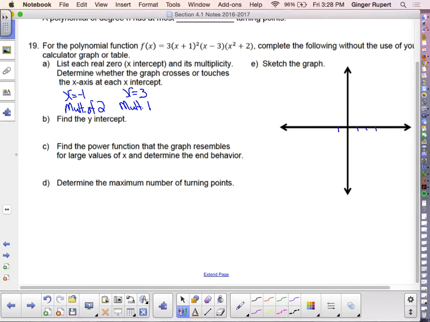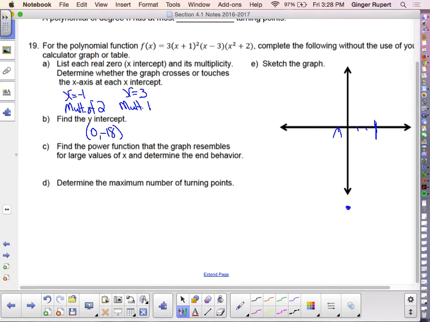So we know when it has a multiplicity of 2, it's actually going to bounce or touch. And when it has a multiplicity of 1, which is odd, it's going to cross. So we know it's going to cross at 3. It's going to touch at negative 1. Let's look at where the y-intercept is. If you let x equal 0, you will have 3 times 1 times negative 3 times 2. I'm going to put that y-intercept at 0, negative 18. So it's going to be down here somewhere.